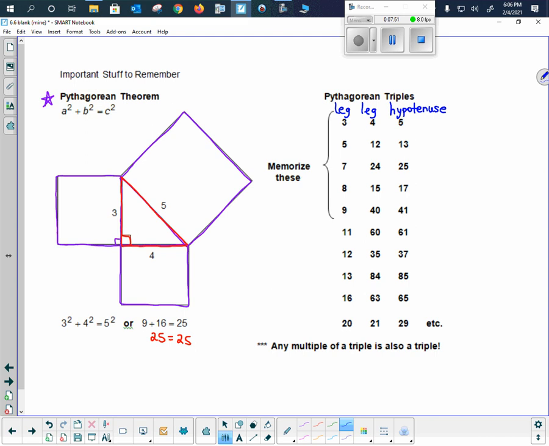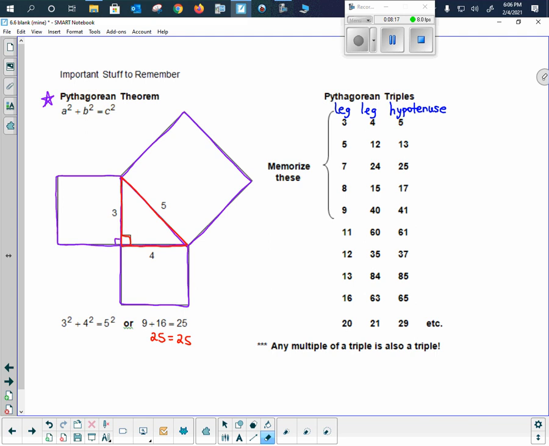The next one is 5, 12, 13. The next one, 7, 24, 25. So for instance, if you knew a leg was 7 and the hypotenuse was 25, you automatically know the other leg is 24. It will work that way every single time. That's what the Pythagorean triples do for you. Then you've got 8, 15, 17, and 9, 40, 41. Those are the 5 you're required to memorize.